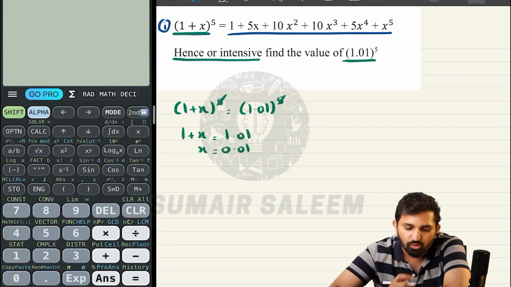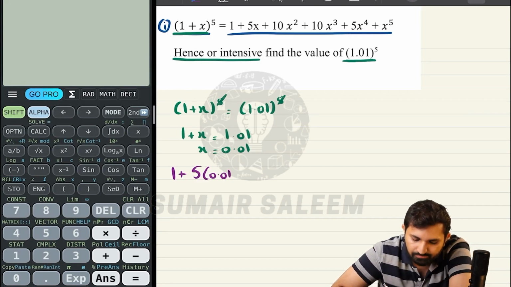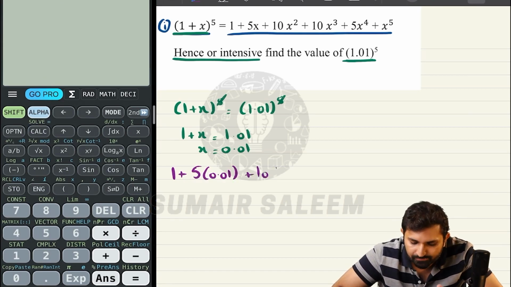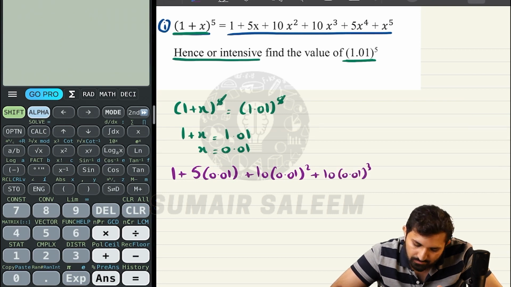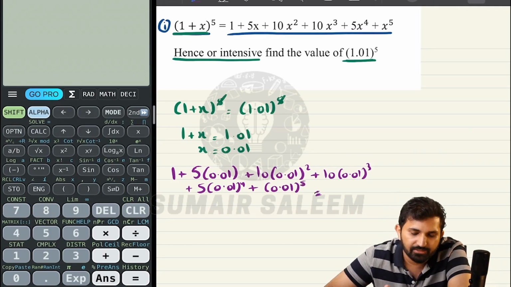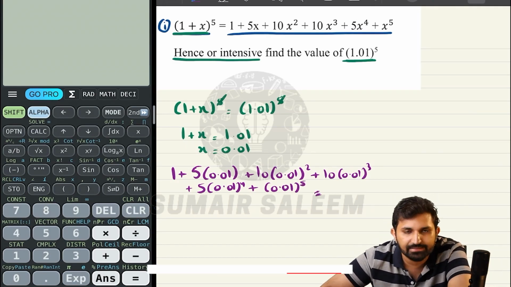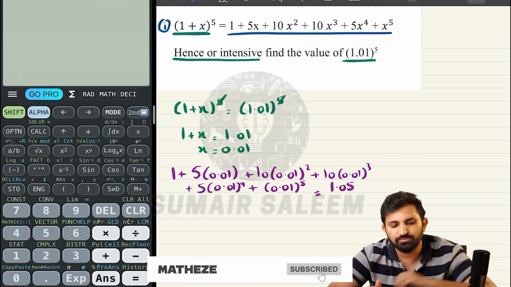This is my value. Once you get this value, you're going to plug 0.01 into this expansion. And then the answer you get in the calculator will be your final answer. Write this entire thing in the calculator. I guess the answer is 1.05. Do you get till this point, kids?